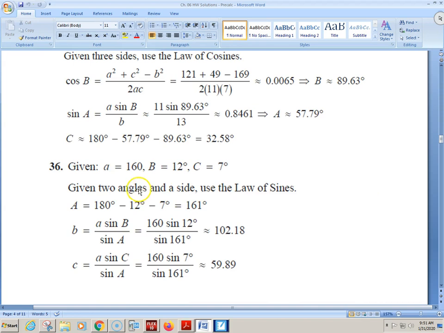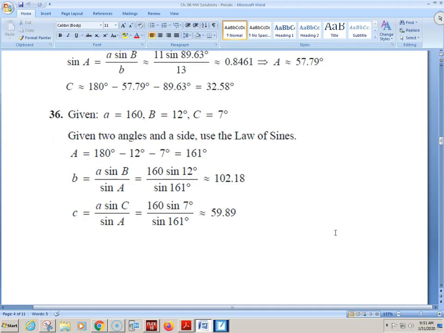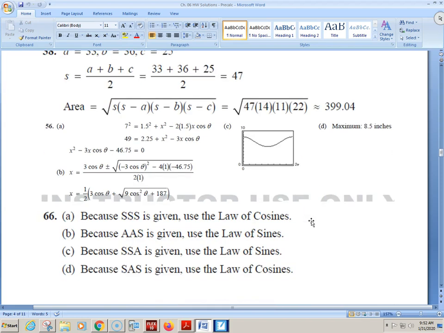Number 36, you had a choice. Right around here, you got to be able to choose which one. Since you had 2 angles, law of sines would have been the easiest way to go. And even more than easy, I think it was the only way that you could have gone. You can see your angle A, your side B, your side C. It wasn't ambiguous. You had 2 angles, so you didn't have to worry about that whole weird 180 minus.